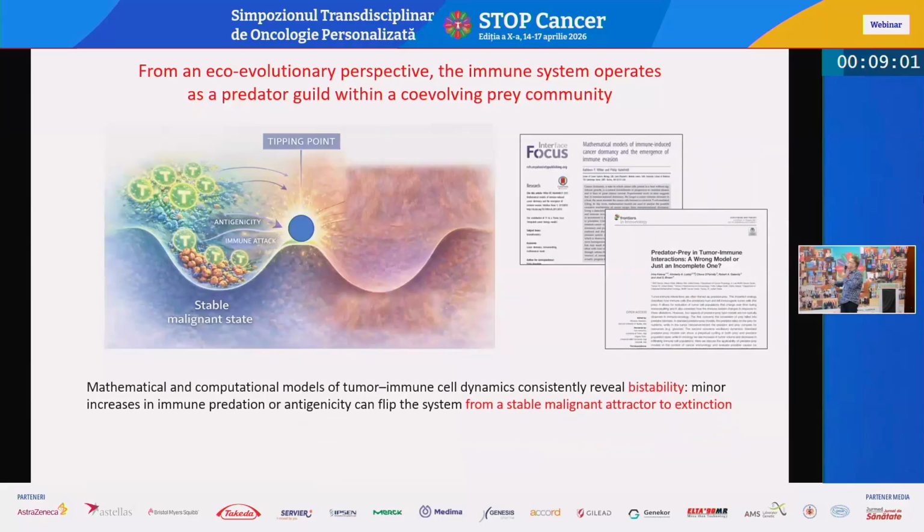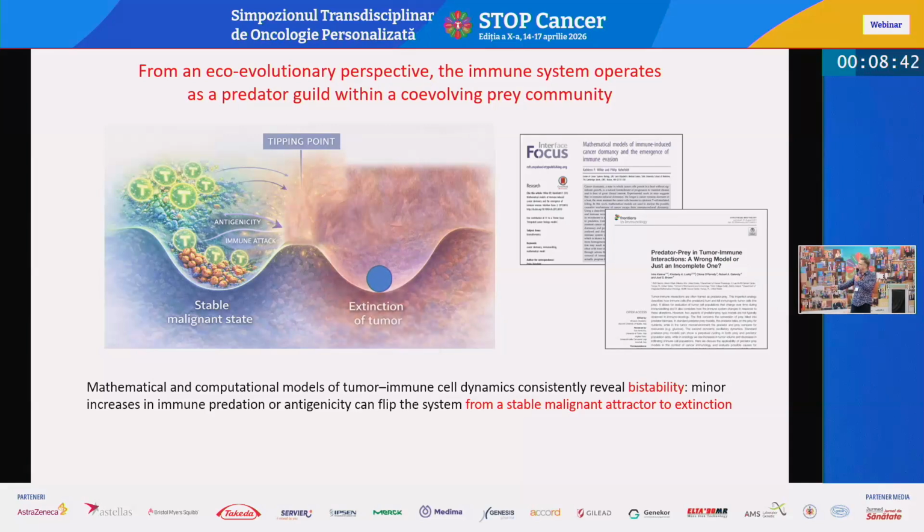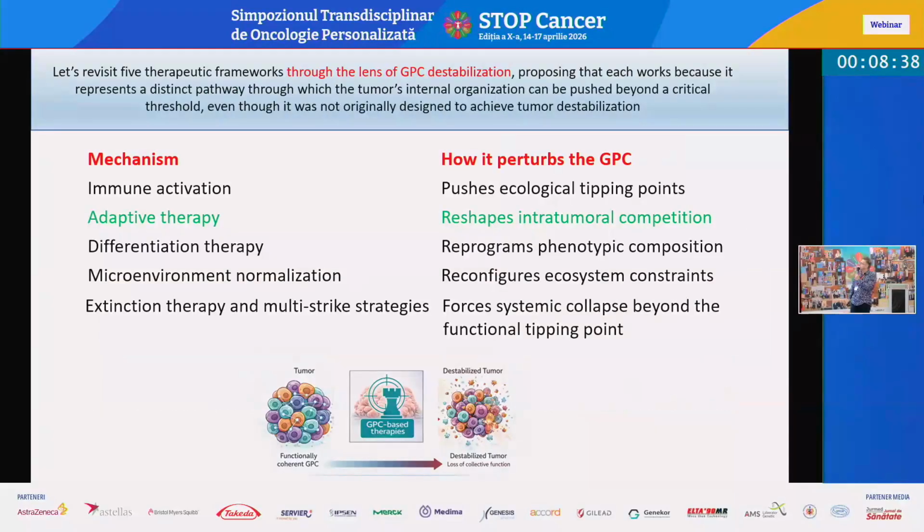From an eco-evolutionary perspective, the immune system operates as a predator guild within a co-evolving prey community, and several theoretical approaches have consistently revealed a kind of bistability where a small increase in the immune predation and antigenicity can flip the system from a malignant attractor to extinction. Exactly like if there was a tipping point.